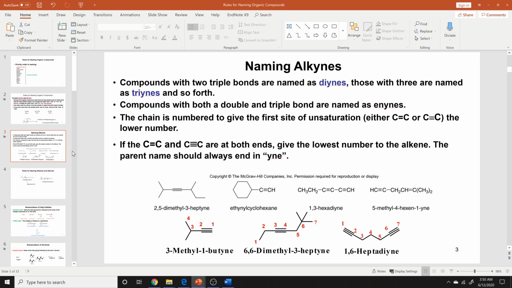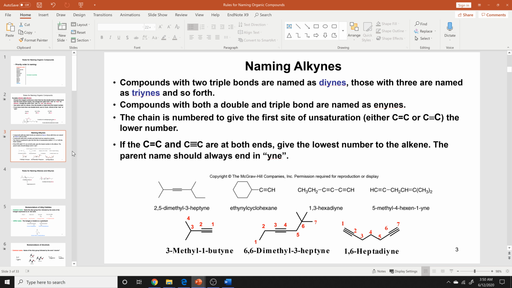Now, whenever you want to name the triple bond, it follows the same rules. So choose the longest chain that includes the triple bond and give your triple bond the lowest number. Ending in Y and E, make sure that you have a number for the triple bond. Now, if it is on carbon number 1, you can skip that. So I could say 3-methylbutyne instead of 3-methyl-1-butyne.